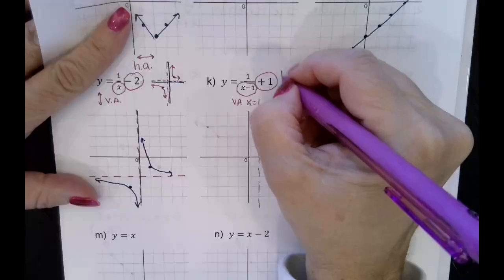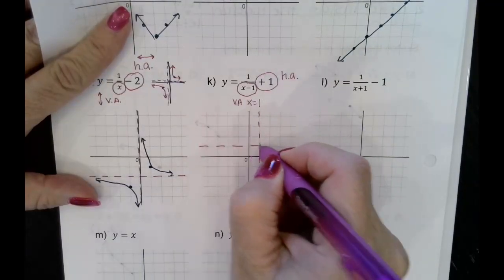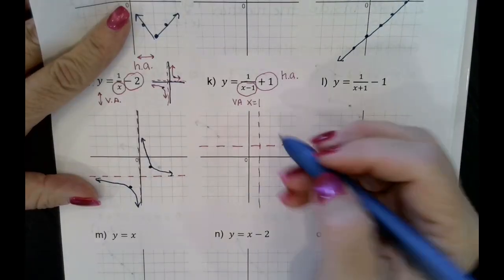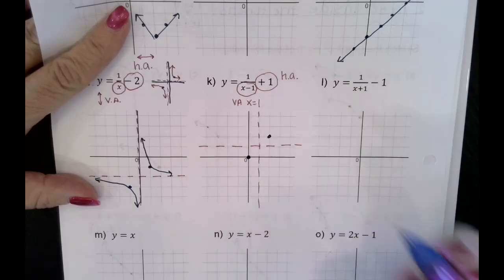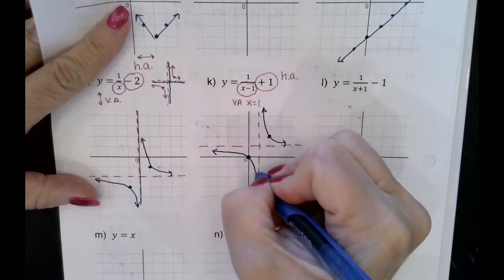This one is my horizontal asymptote. So the horizontal asymptote happens now at positive 1. And then if I go to this intersection, I have a point here, and my other point is going to be here. And this is what my graph looks like.